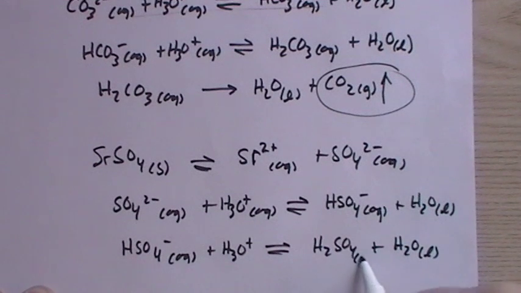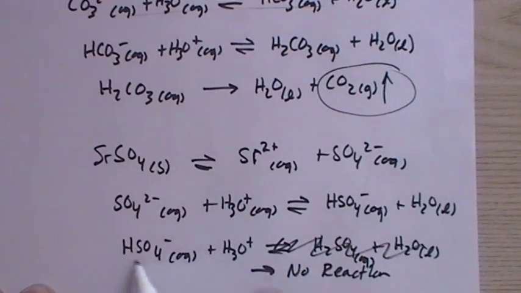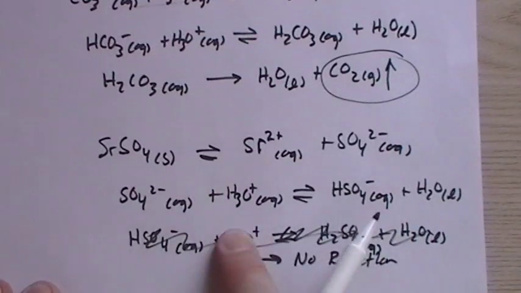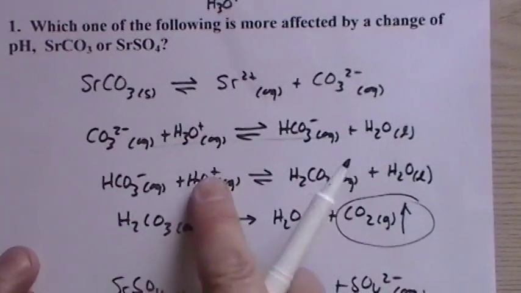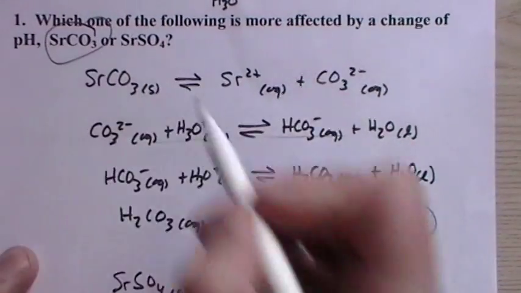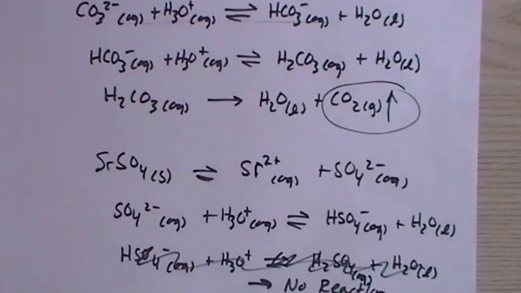Now this is a strong acid that you've created here. So it's not going to go forward. As soon as this is made, it shifts back. It's completely over to the other side. So you could put no reaction. So this whole reaction doesn't happen. So the strontium sulfate goes 2 steps. The strontium carbonate goes 4 steps, and it produces a gas, and it continues to go through. So the strontium carbonate is the thing that is more affected by the acid.